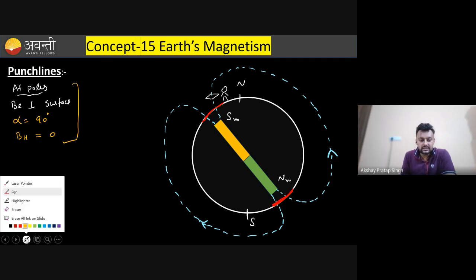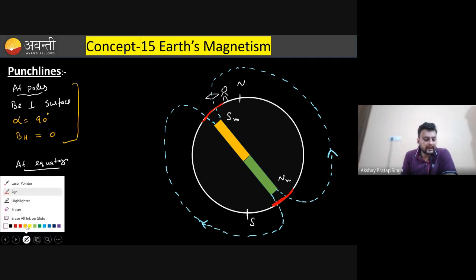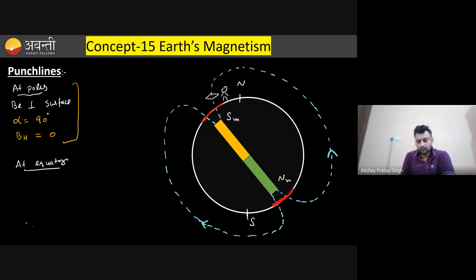Now I will do the same thing at equator. I have answered a lot of questions here. At equator, if I say, where is the equator? You can see this is the equator. This is the position of equator. At equator, magnetic field you can see is parallel to the Earth's surface. So what I say, magnetic field is parallel to the surface.